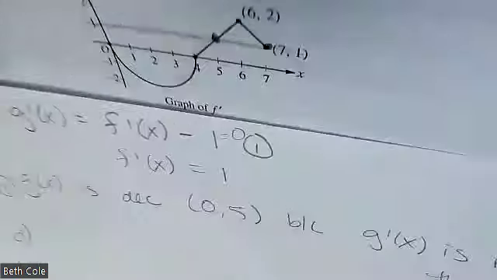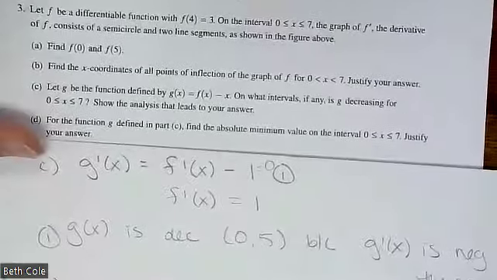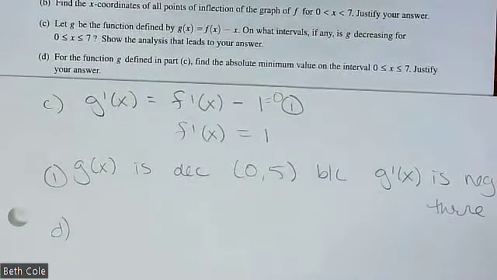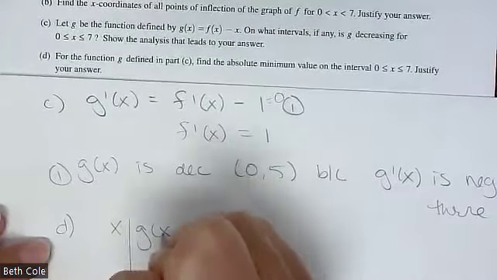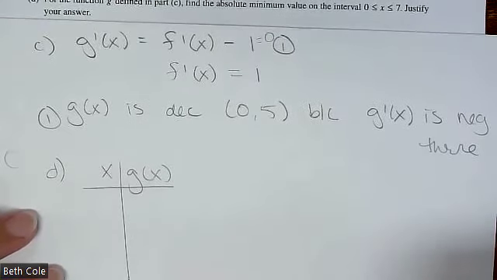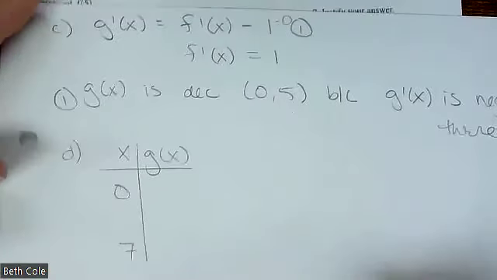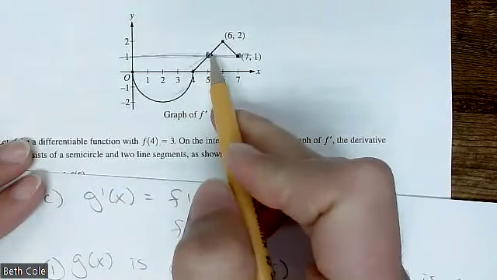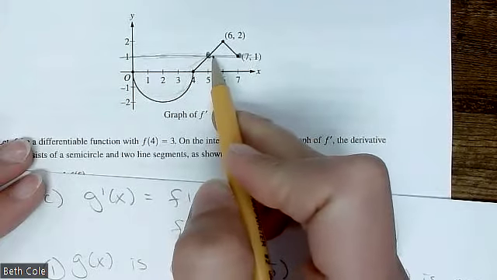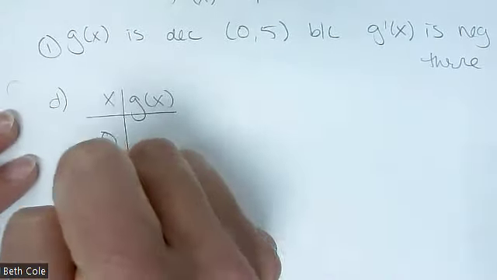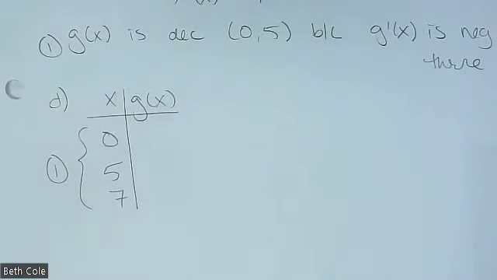All right, and then letter D. For the function g that we just used, find the absolute minimum. Absolute maximums and minimums are what test? All right, so you're going to put x, g of x. Your candidates are endpoints and critical points. So 0 and 7 are your endpoints. And then where's the other one? 5. Remember how it got shifted up? It's not 4, it's 5. Now, good news, if you identified those candidates, you get a point. And then it's 1 point for filling out the rest of the table and saying which one is the smallest.